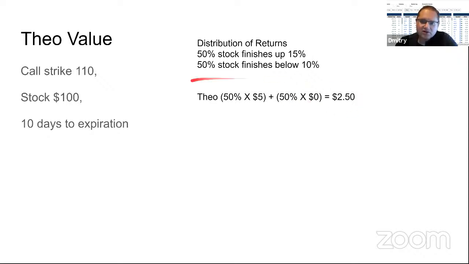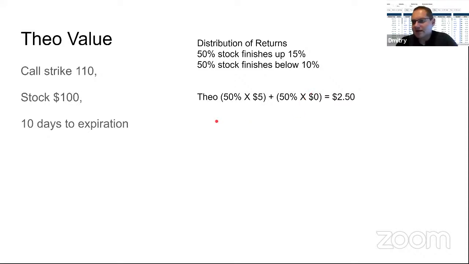So over a long period of time, if we did this trade over and over and over again, if we use this as our model, then 50% of the time times 5 plus 50% of the time times 0. This option in the long term is worth on average $2.50. So what's a theoretical edge?